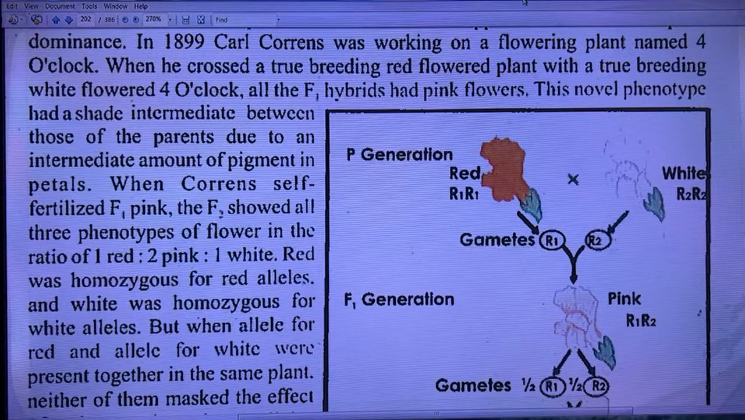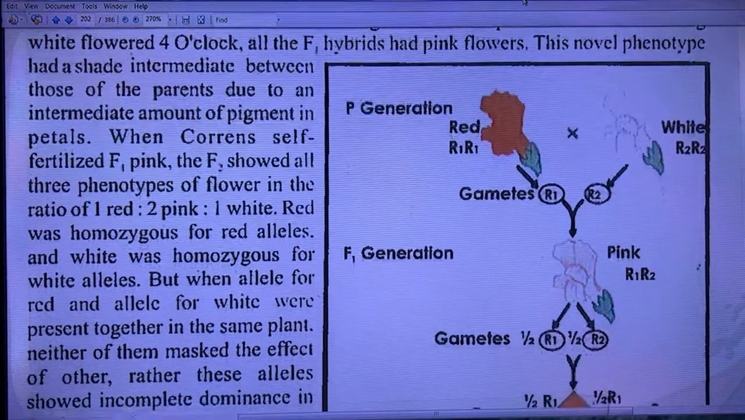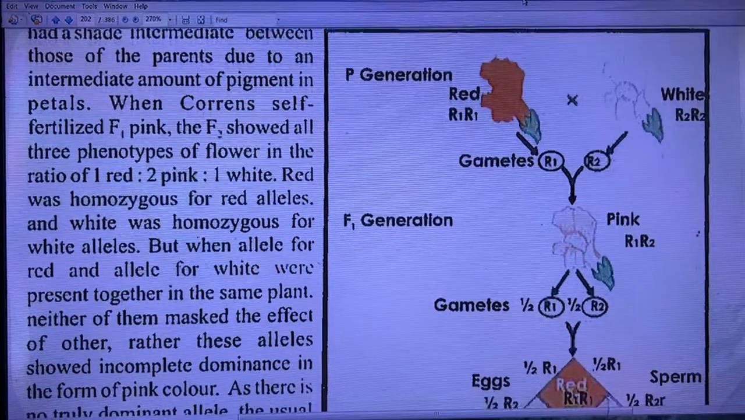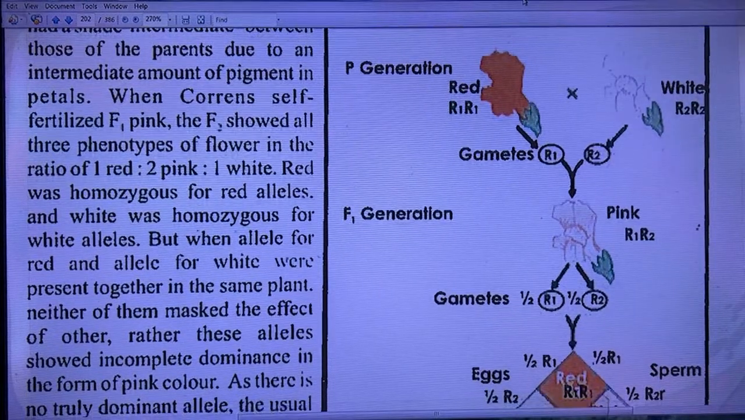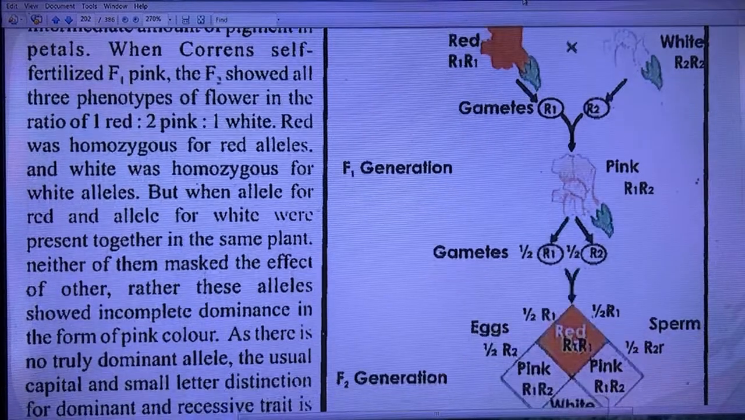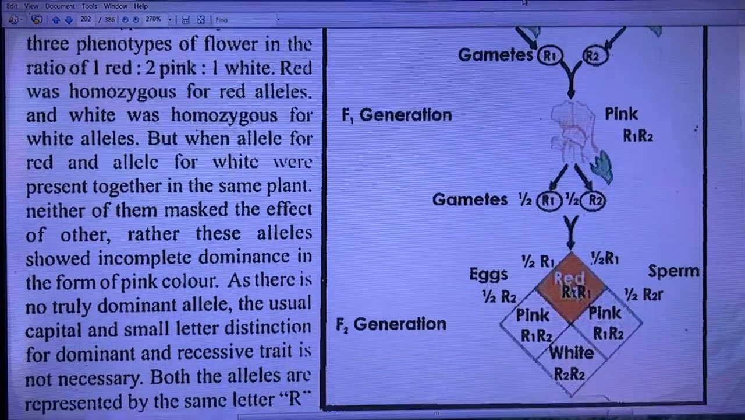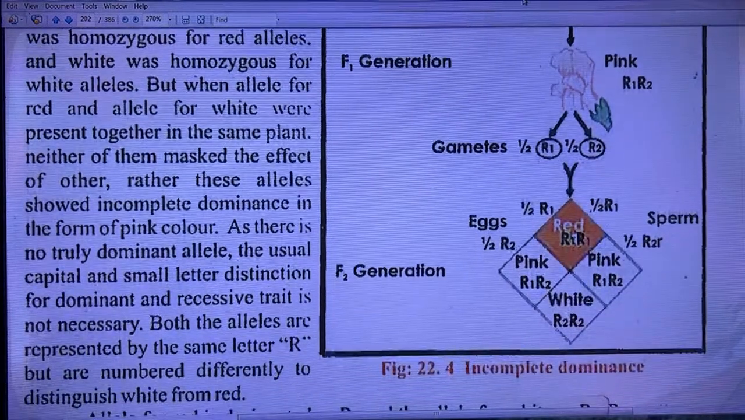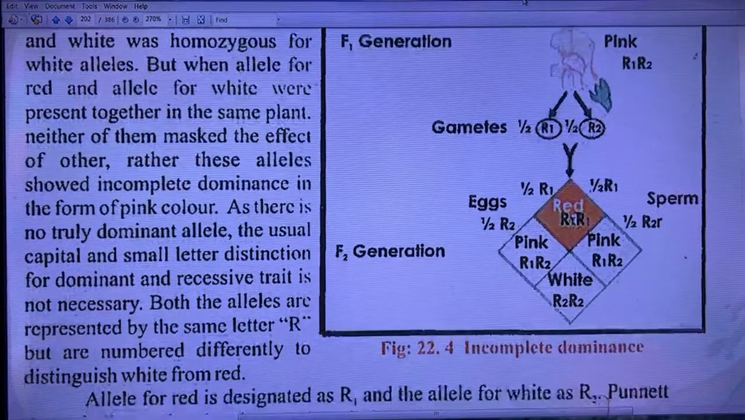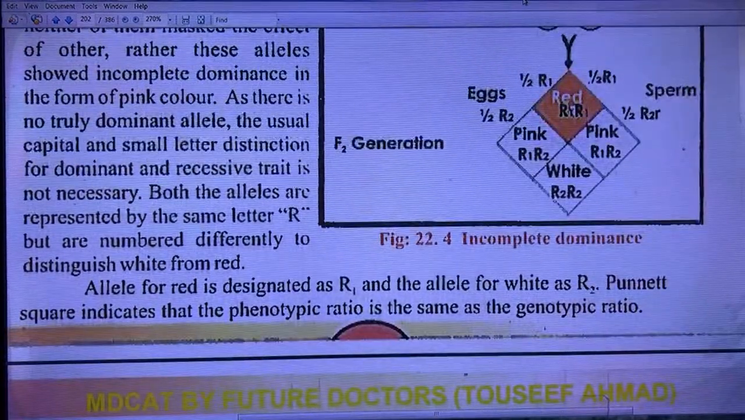But when the allele for red and the allele for white were present together in the same plant, neither of them masked the effect of the other. Rather, these alleles showed incomplete dominance in the form of pink flowers. As there is no truly dominant allele, the usual capital and small letter distinction for dominant and recessive traits is not necessary. Both the alleles are represented by the same letter, but are numbered differently to distinguish white from red. The allele for red is designated as R1 and the allele for white as R2. The Punnett square indicates that the phenotypic ratio is the same as the genotypic ratio.